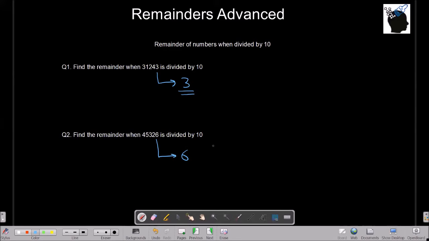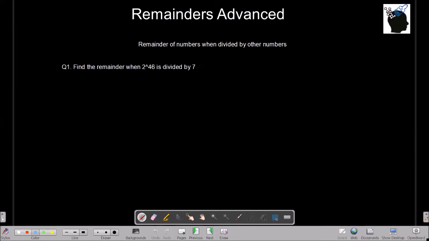Now these are probably some of the easier problems. Let's see what happens when we get a number apart from all of these numbers. So let's see how to find remainders of numbers when they are divided by numbers other than what we have seen till now. Let's try this one. Find the remainder of 2 raised to 46 when it is divided by 7.